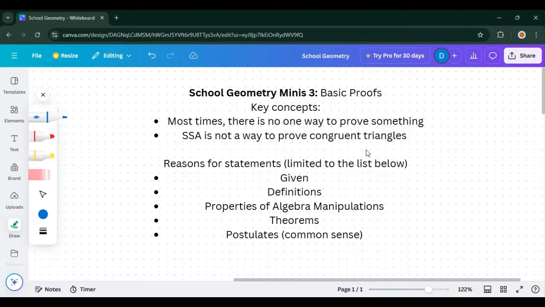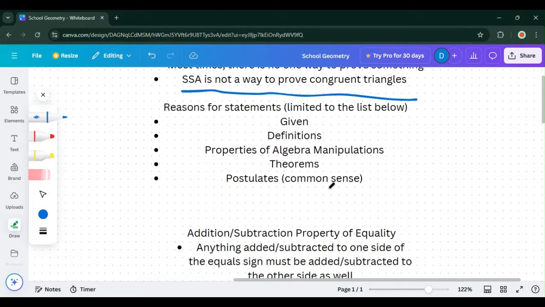Concepts. Most times, there's not one way to prove something, and this is a very important thing to remember for proofs. There isn't one way, so look for multiple ways to prove it if possible. And the second thing is that SSA is not a way to prove congruent triangles, and we'll talk about that more later. So we'll continue on.